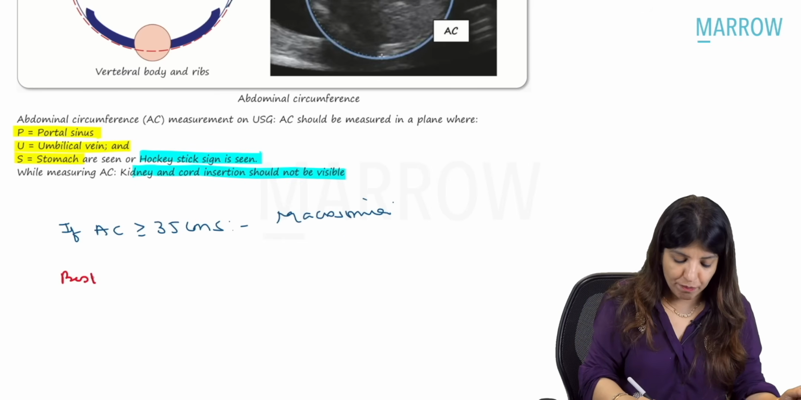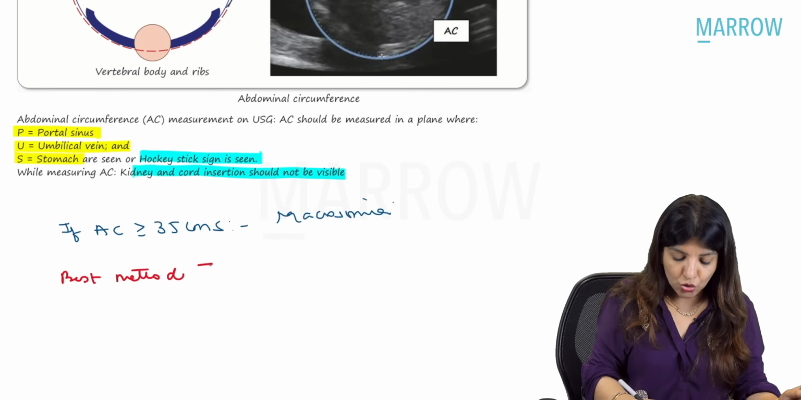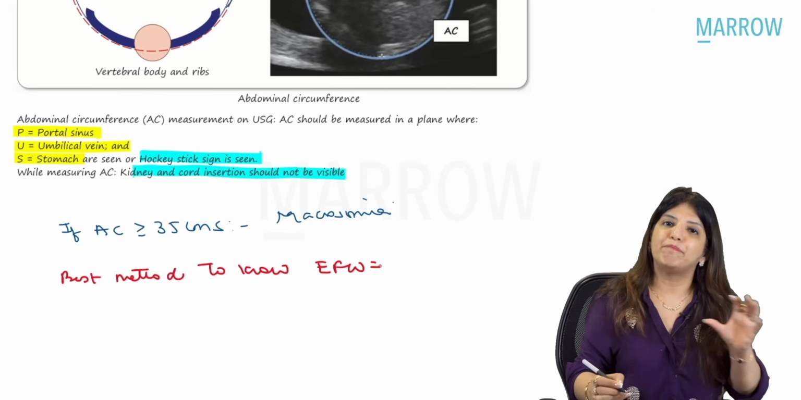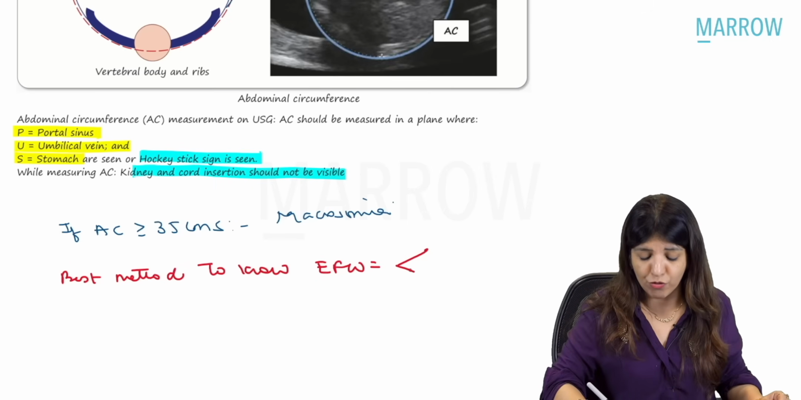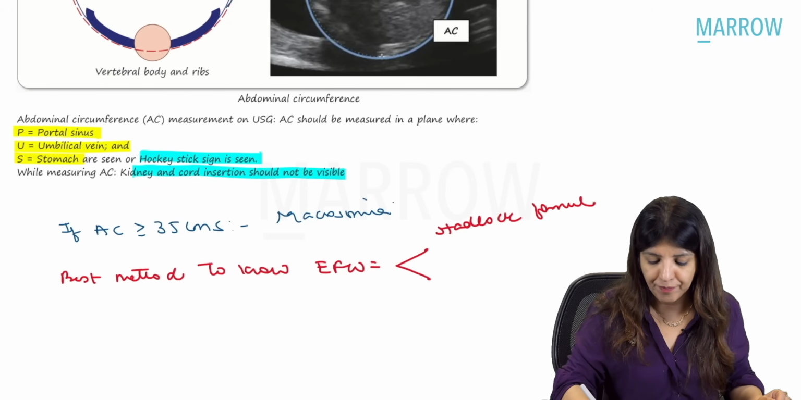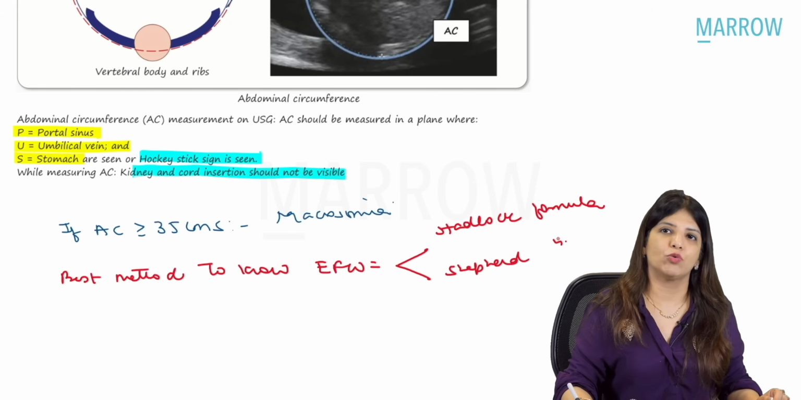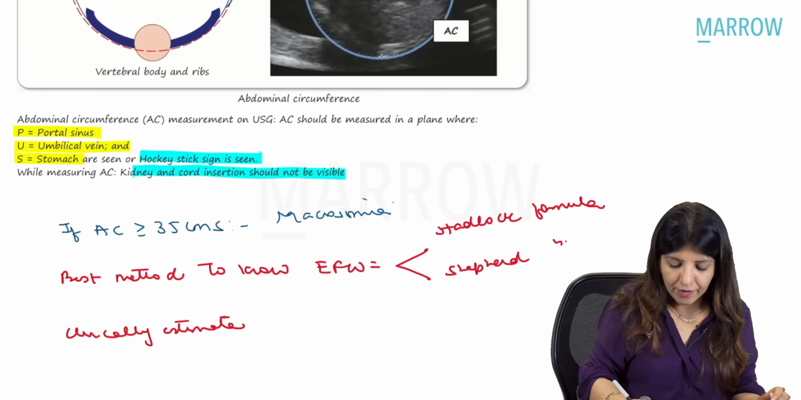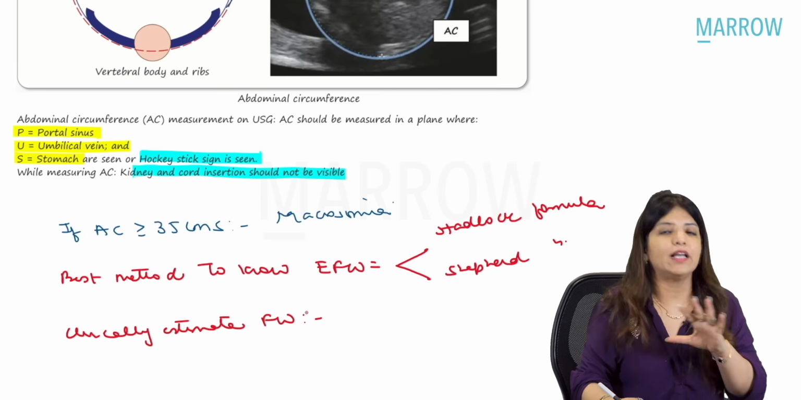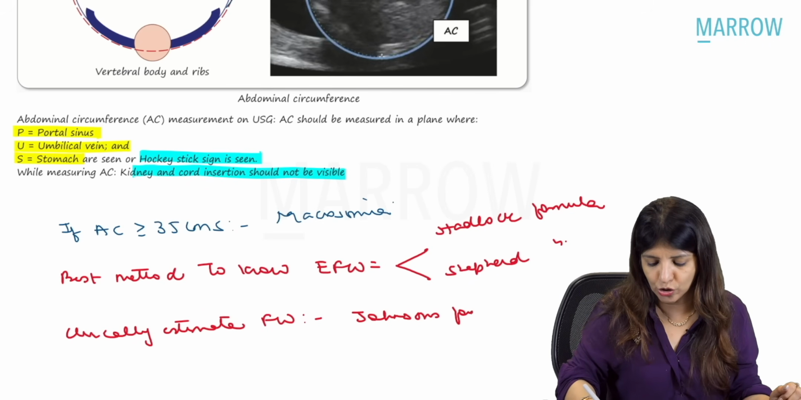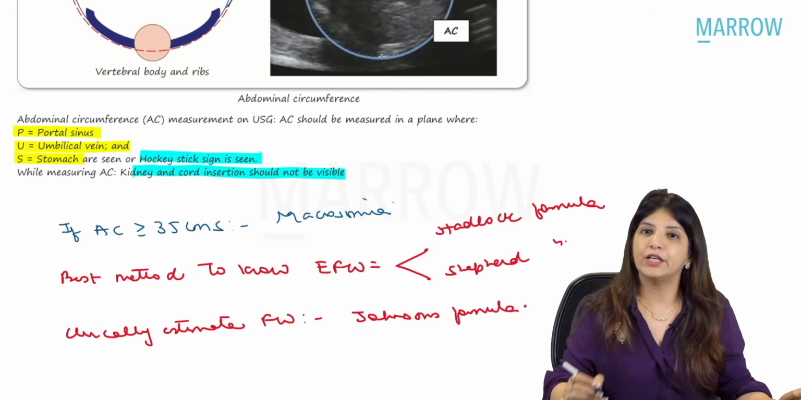What is the best method to know about the estimated fetal weight? The best ultrasound method is if you are using formulas which are called Hadlock formula and Shepherd formula. Next very important question is, can you clinically also estimate fetal weight? Yes. Clinically also we can estimate fetal weight by using Johnson's formula. Clear to all of you?